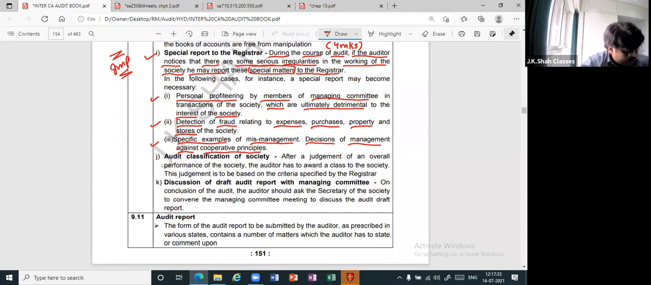Thereafter, read through the audit classification of the society and discussion of the draft audit report with the managing committee. Draft audit report means you have to tell the secretary of the society that this is what ultimately is the report. See, everything is proper or not.